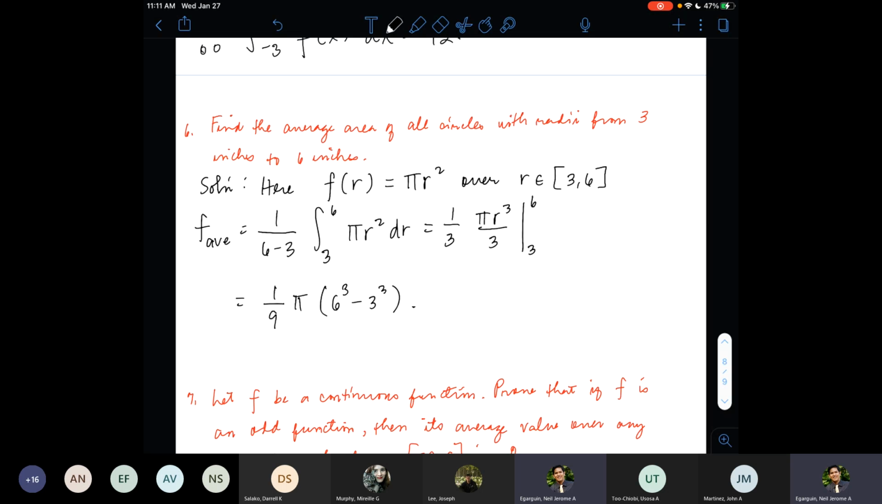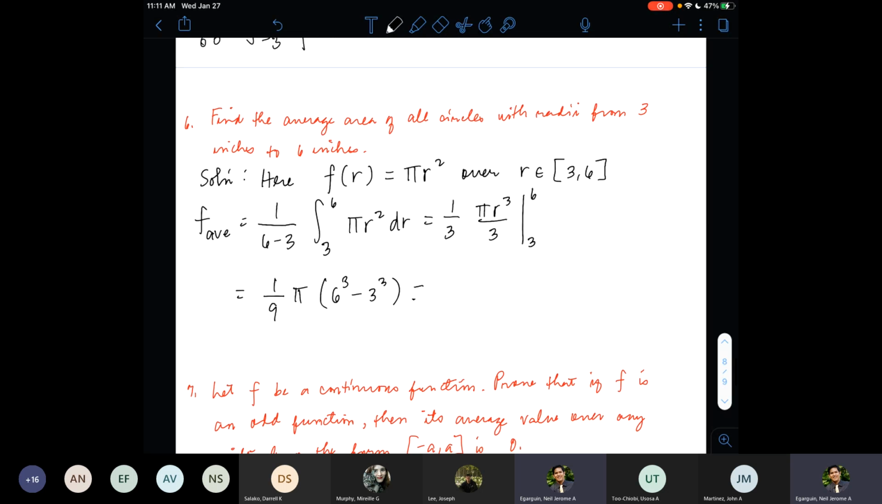So let's see. Maybe I can use a calculator here. It seems that here I'll do 6 cubed minus 3 cubed. That's going to be 189. So this would be 189 pi over 9. Okay. Well, actually, I can further simplify this as 21 pi, right? Okay, good so far? And I guess there's only one question left from this worksheet.